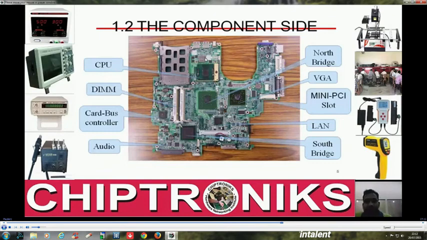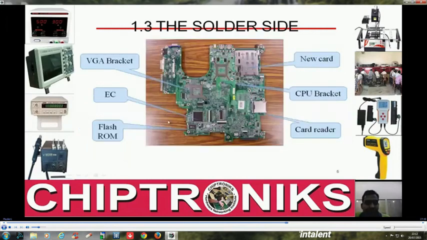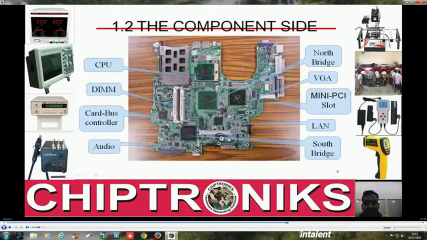Let's go to the next slide, and this is the component side. As you know, a notebook motherboard has components on both sides of the board, whereas a desktop motherboard has components only on one side. The side which has the processor socket, we call the component side. This is the CPU, this is the North Bridge, this is the graphic chip, this is the South Bridge, this is the card bus controller, and these are the DIMM slots, the RAM slots, okay, and this is the LAN chip.